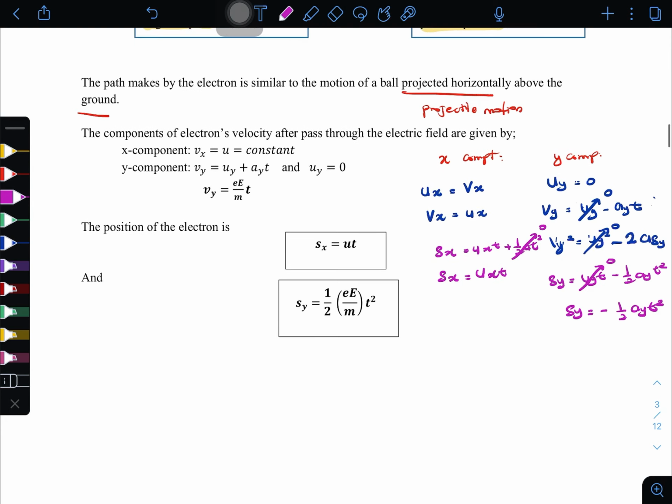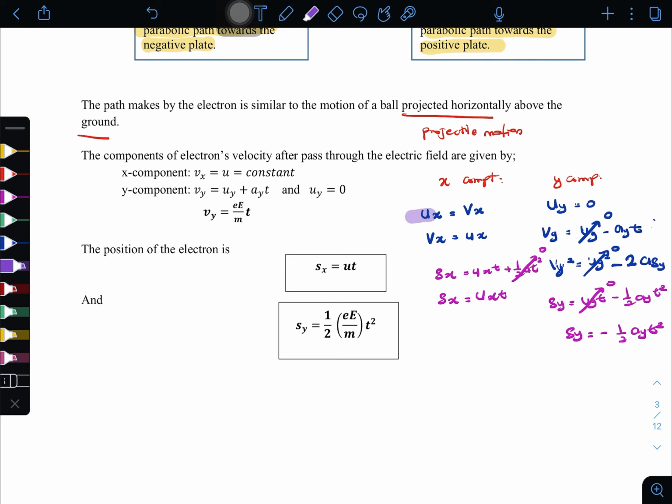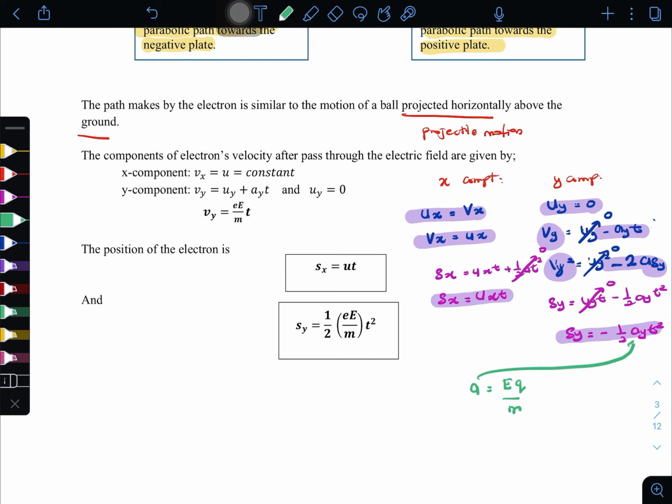Okay, so kita tahu kita boleh kira komponen x dan komponen y is either by using this formula untuk ux dan uy, vx dan vy. So vy is equals to negative ayt ataupun vy square equals to negative 2asy, dan sx equals to uxt ataupun sy equals to negative half ayt square. But in the first component, kita belajar a is equals to eq over m. So we boleh substitute this a inside here, inside all the equation yang ada a.